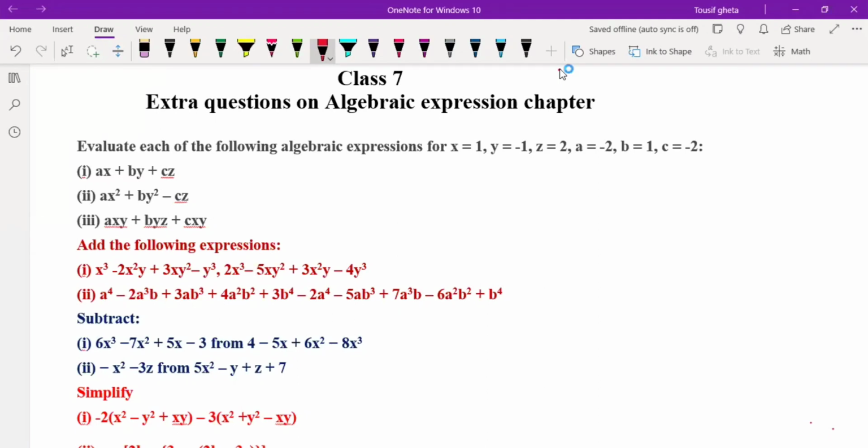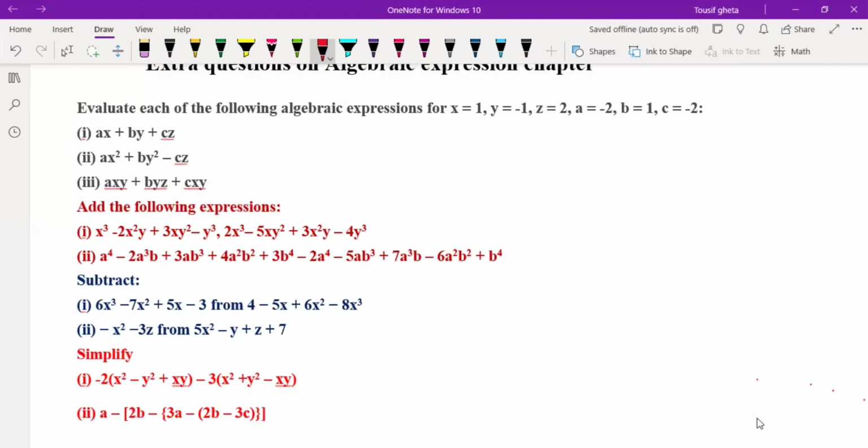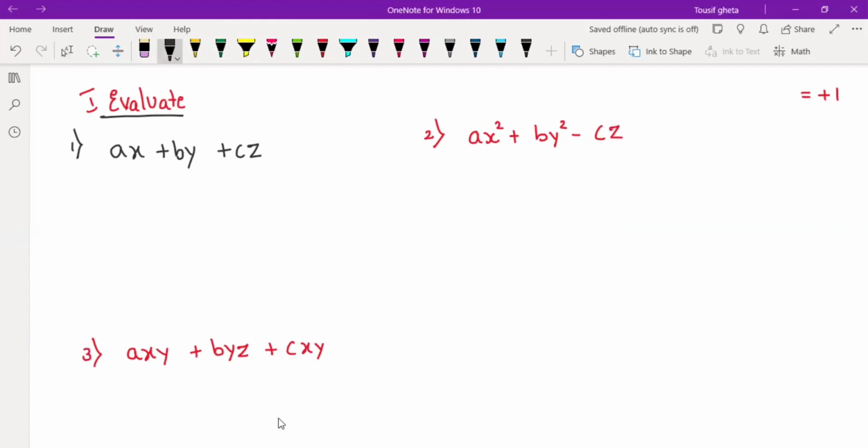Then later on compare your answer with our solutions. So these are all the questions which will be discussed in this video. Okay, so let us go one by one. The first one, as you can see, they're asking us to evaluate. Evaluate is nothing but to find the value. So we need to find the value.